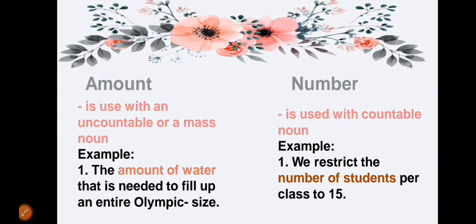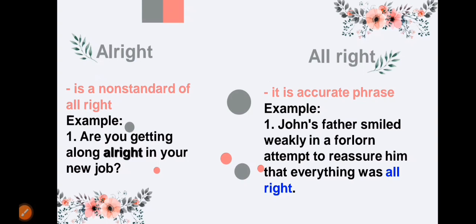So the next pair of words is alright. Alright as one word is a non-standard form of all right. So meaning we should not use that in any written discourse, so that would only mean that the word all right as two words is the accepted and accurate form of alright.